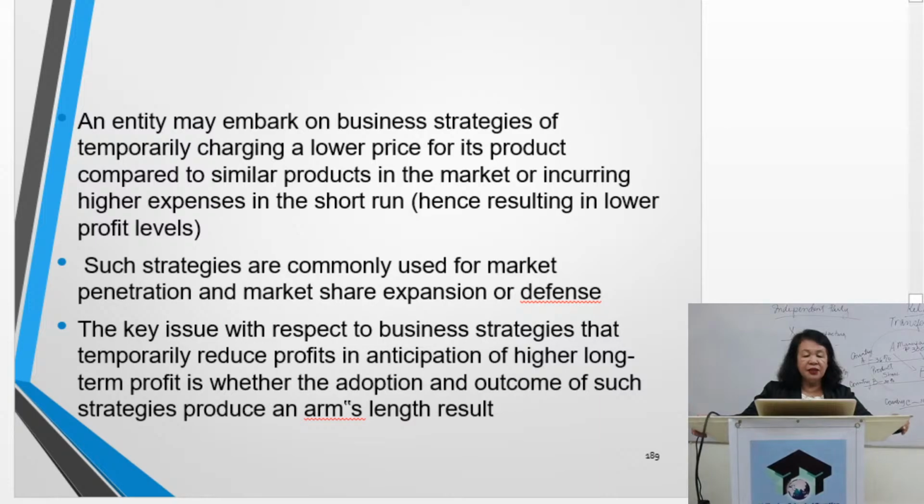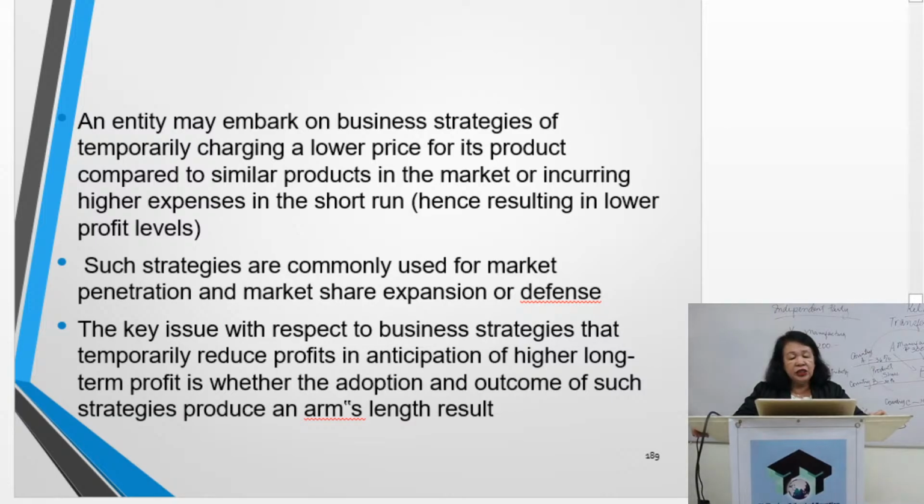So such strategies are commonly used for market penetration and market share expansion or defense, no? So may purpose po yung strategies. Kasi kung walang purpose yan at forever inadapt lang ng company, hindi po siya katanggap-tanggap, no? Pagka nagkaroon ng transfer pricing audit, magkakaroon po ng adjustment, no?